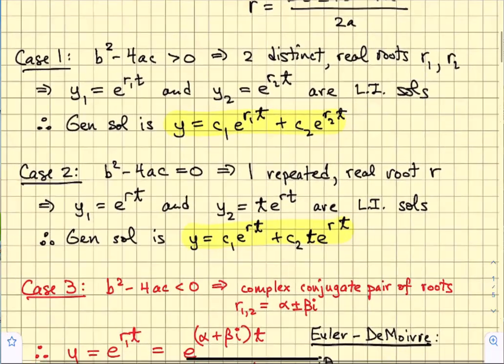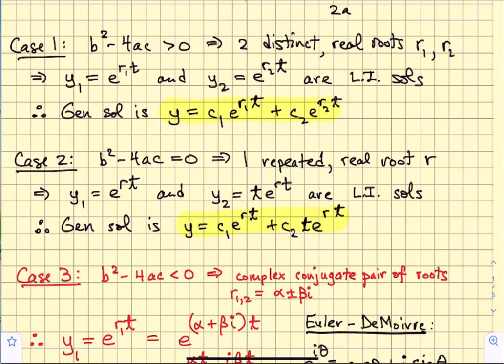And then we looked at case 2, what happens if the discriminant of our characteristic equation is 0. That meant we got one repeated real root, we'll call it r. So one solution is e to the rt. Remember last time we said that we can't use e to the rt as the second solution to build our general solution, because our second solution has to be linearly independent from the first solution.